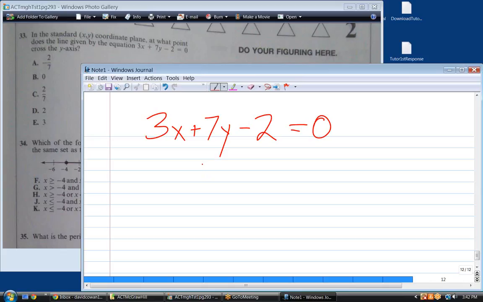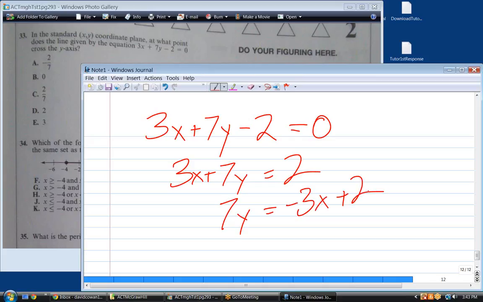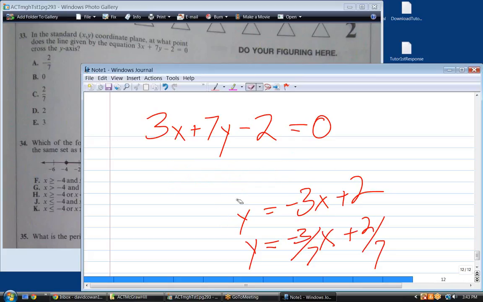Okay, so then would you add 2 to the other side first? Okay. And then you just subtract minus 3x to the other side. I'm writing it like that so that I'll have it in mx plus b format when I'm done. What's the last step? Divide by 7. What's the y-intercept? 2/7. Uh-huh. It's a much easier way to get it.